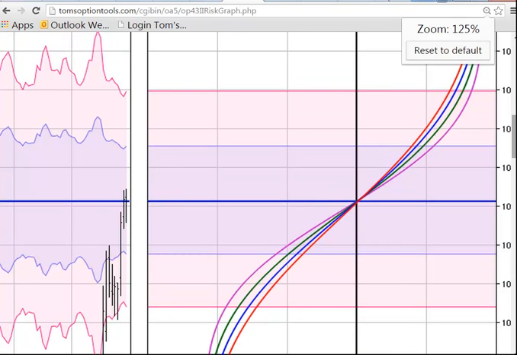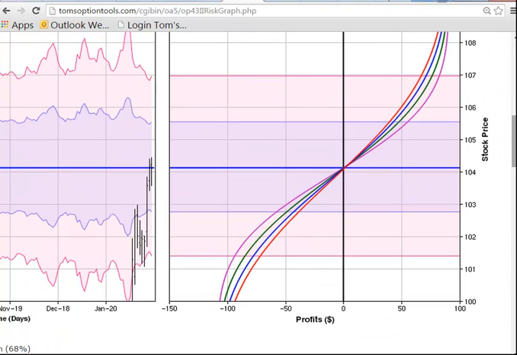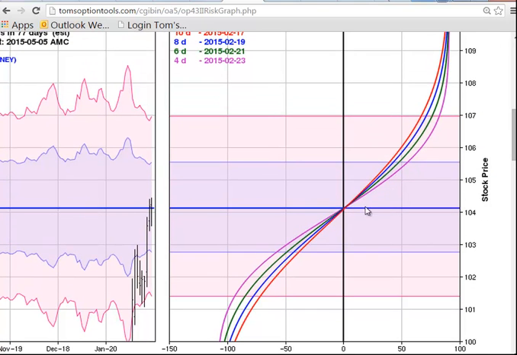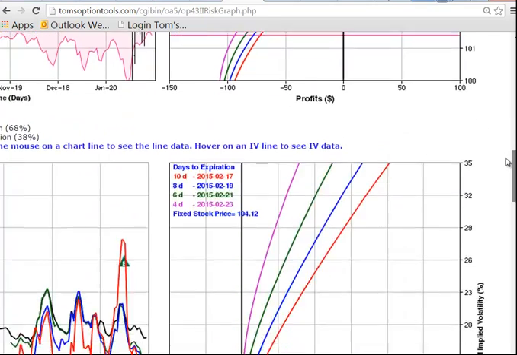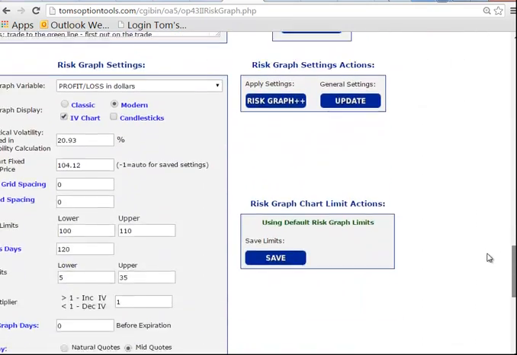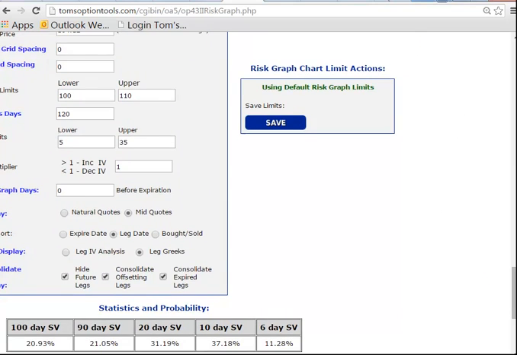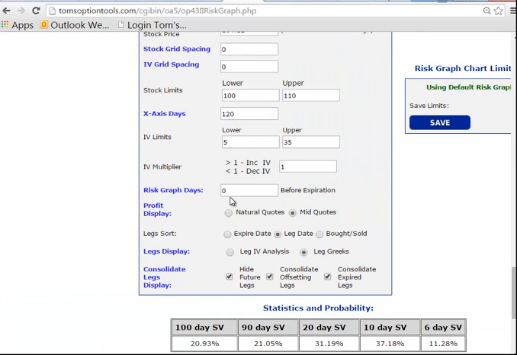I'm going to have to zoom in a little bit or zoom out a little bit in order for you to see that. But then you can see the impact of the movement of the underlying stock based on 5 days to options expiration. So that's there for you to take a look at by changing the risk graph days. I changed it to 4 days to expiration. If you want to see the natural, which is the worst case scenario, you can turn that on. Mid quote is really the best case scenario.